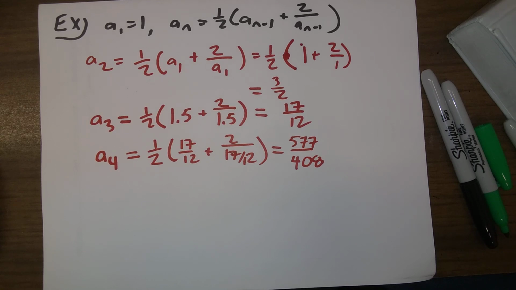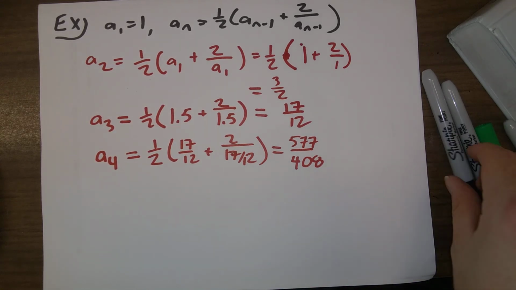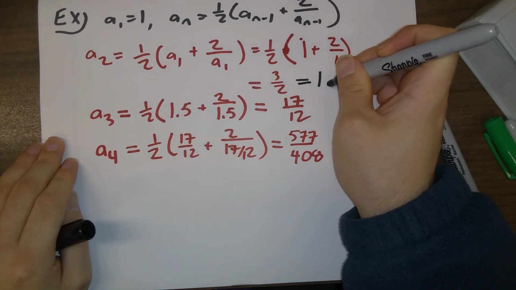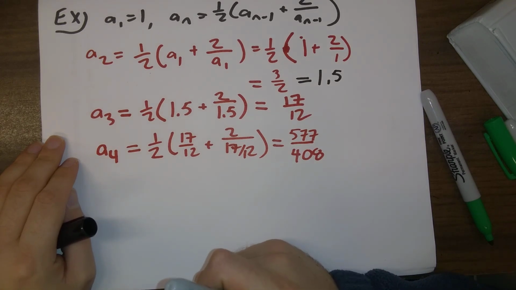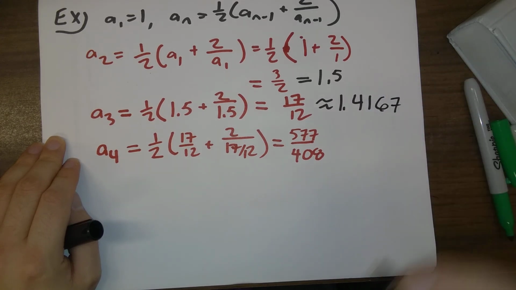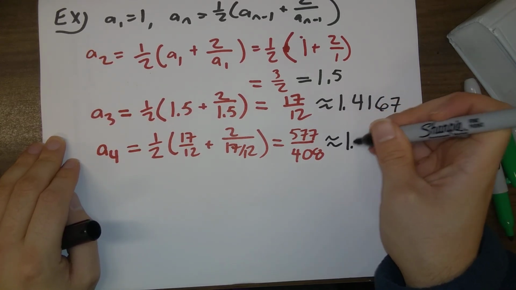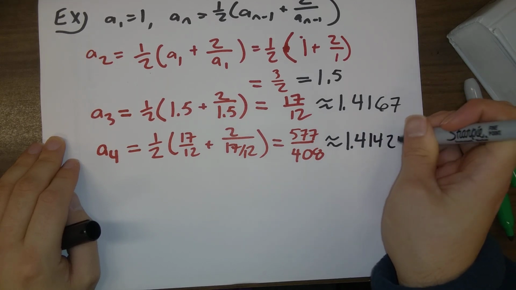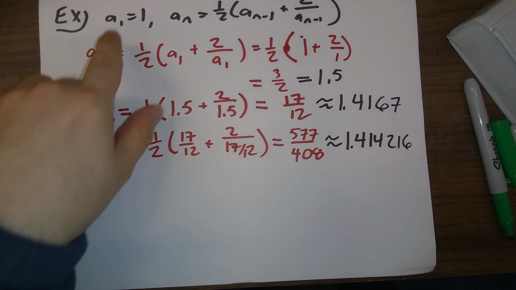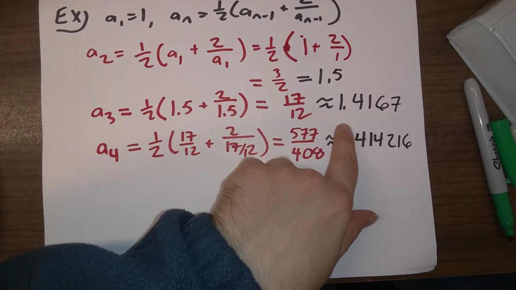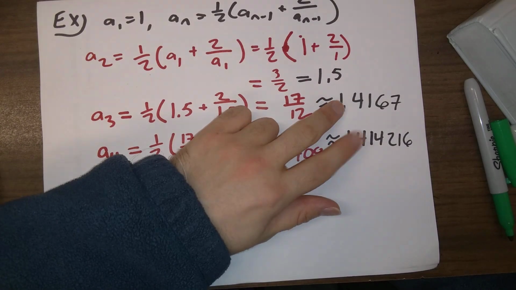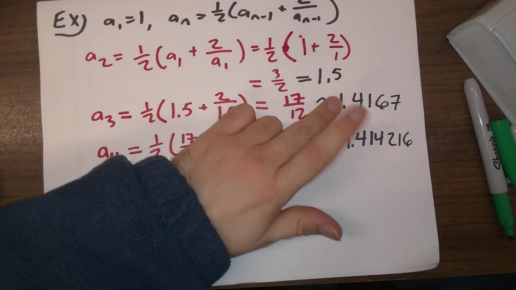But there's something else that I want us to look at here. So we start off, our first term was 1. The second term is 1.5. The third term is about 1.4167. And the fourth term is about 1.414216. So there's a couple things you should notice here. So 1, 1.5, 1.4167, 1.414216. Note here that these last two numbers are very close together.